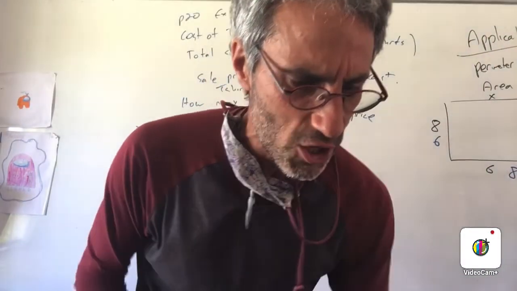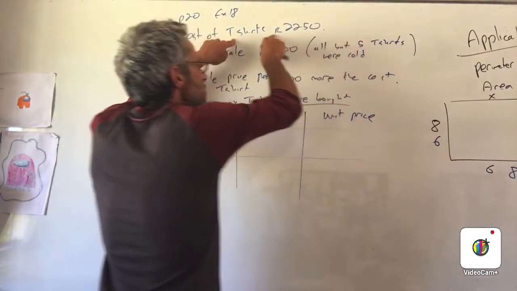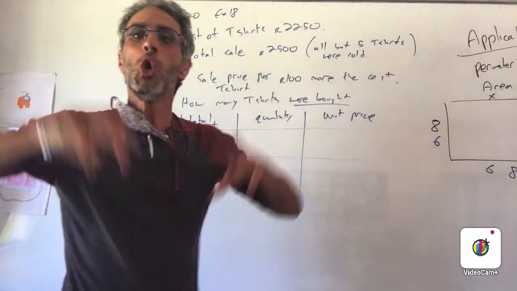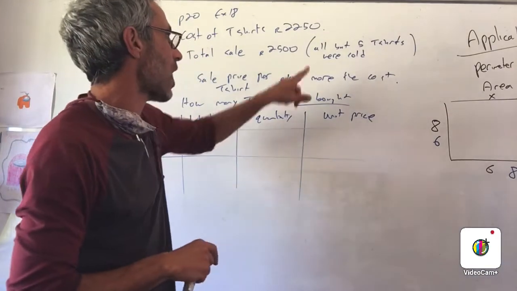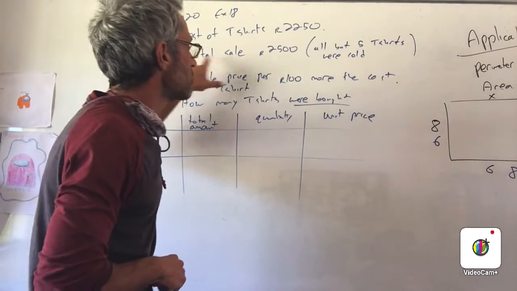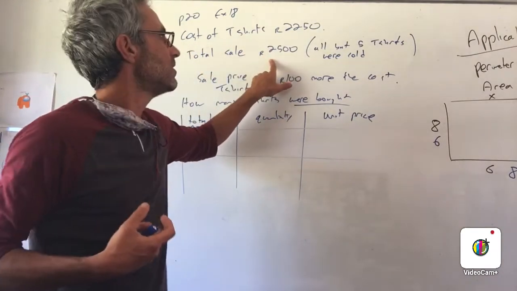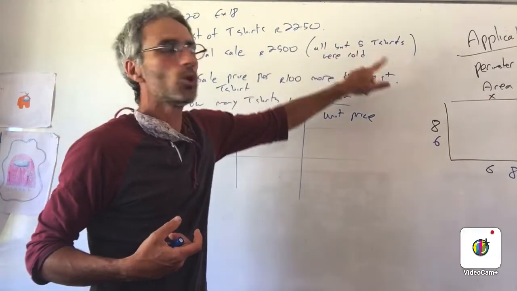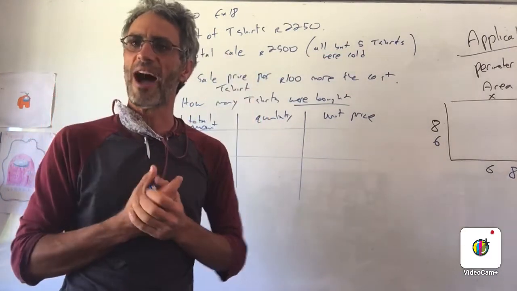So Mandy buys, I'll just read it. Mandy buys a certain number of t-shirts. The total price she paid for all the t-shirts is $2,250. We don't know how many she bought. That's what we're trying to find out. The total sale was $2,500. That's how much she made. But we're also told that she didn't sell all the t-shirts. She sold all but 5.